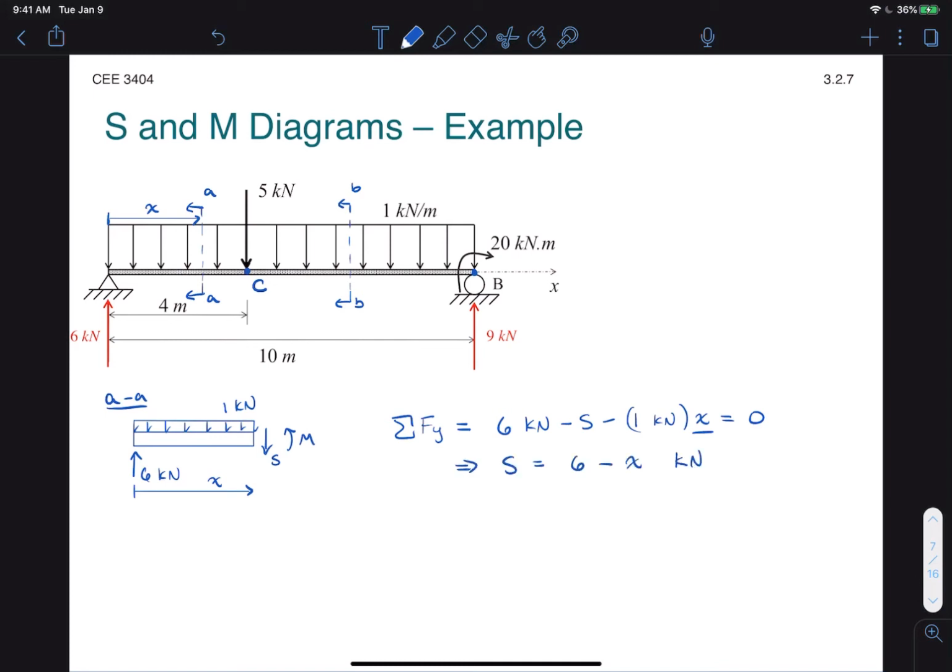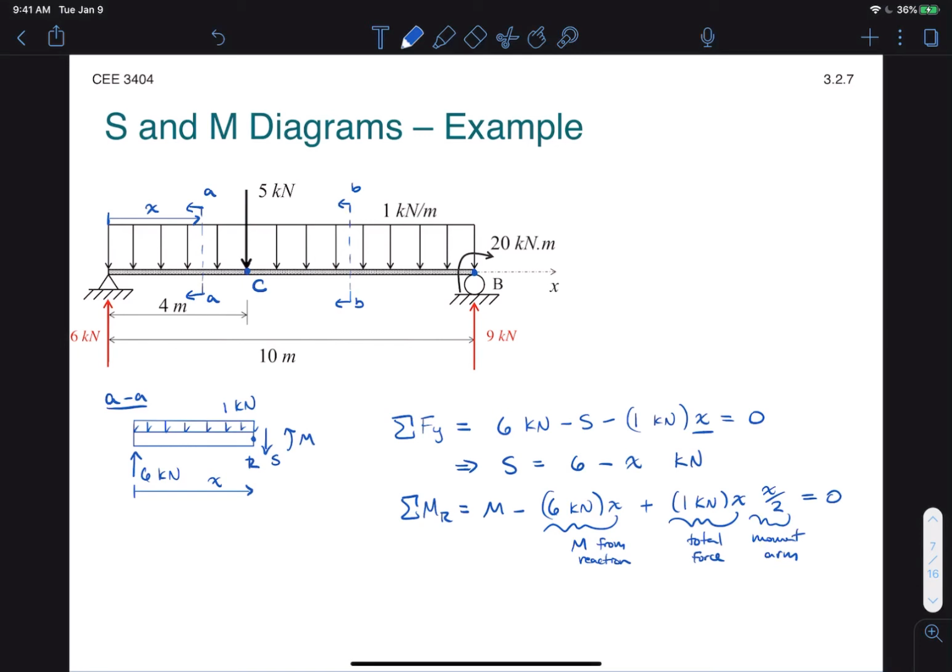now in order to determine the internal moment, we'll again do the same procedure and calculate moments around the rightmost point. This allows us to take the shear force out of the equation. Note that now we have three moments in this equation. One obviously is the internal moment. The next is the moment due to the reaction. And the last is the moment due to the distributed load, which would be equal to the total force from that distributed load times its moment arm, which will act directly in the center of the distributed load.